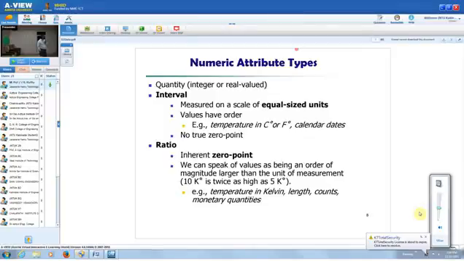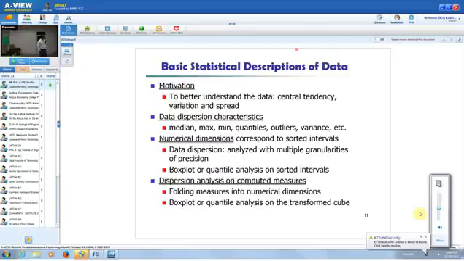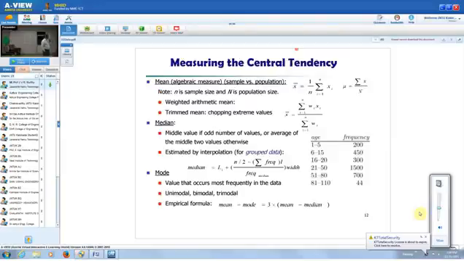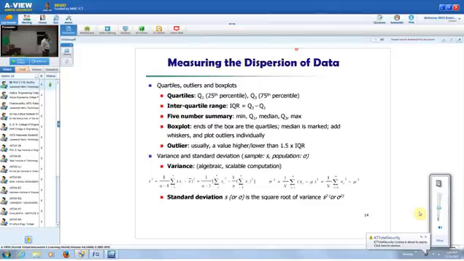Next. Variance. Next. Median. Next. See, the variance and standard deviation are the measures for the spread.